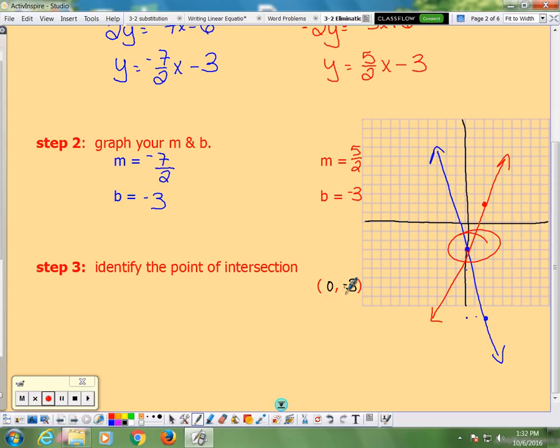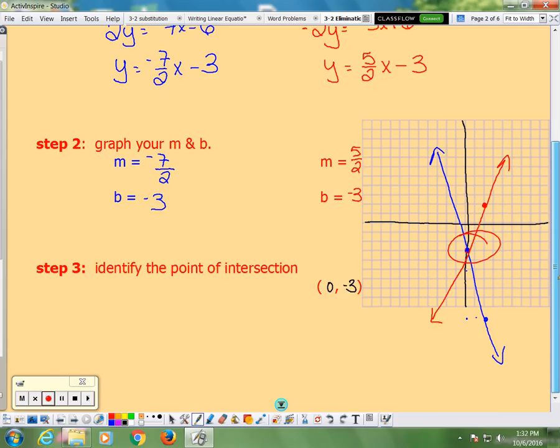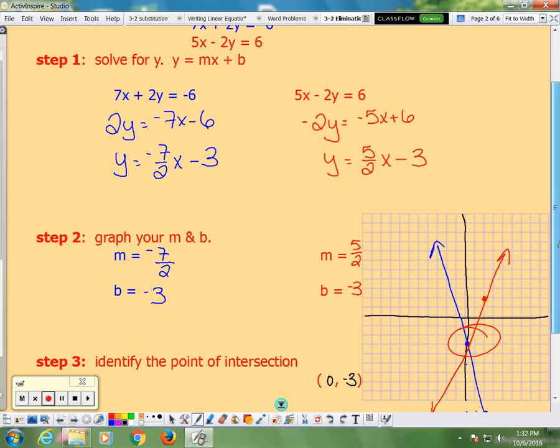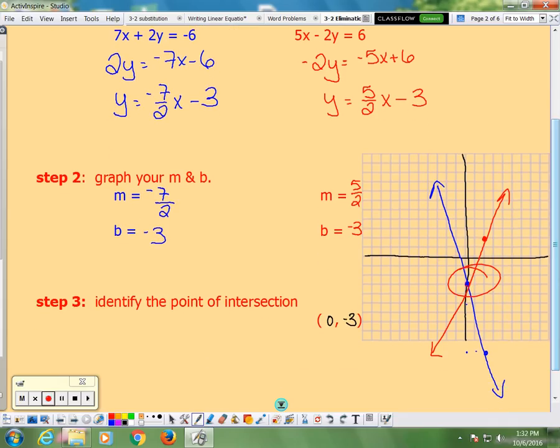And technically, I really need to check both of these. We have repeatedly said this in class. So I need to plug these points into 7x. So that's going to be 7 times 0 plus 2 times negative 3 equals negative 6. Is that true? Well, that's 0. Right here is 0. So I get negative 6 equals negative 6, and that checks.